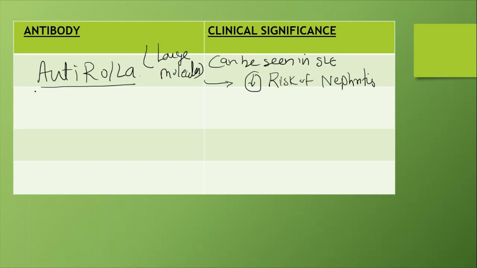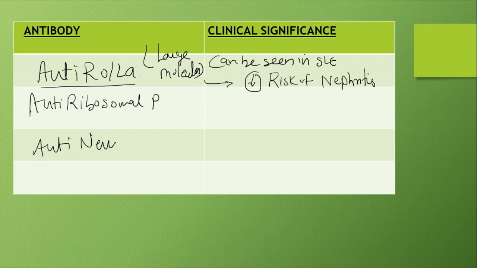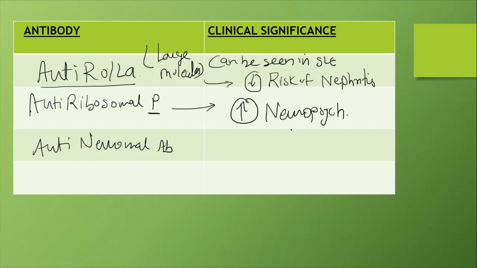Next antibodies that we need to know are anti-ribosomal P antibody and anti-neuronal antibodies. Now what are these? Ribosomal P, remember: P for neuropsychiatric, P for psychiatric. So increased risk of neuropsychiatric pathologies like convulsions and psychosis, CNS lupus is ribosomal P. And neuronal should remind you of neuropathy. This is associated with peripheral neuropathy.